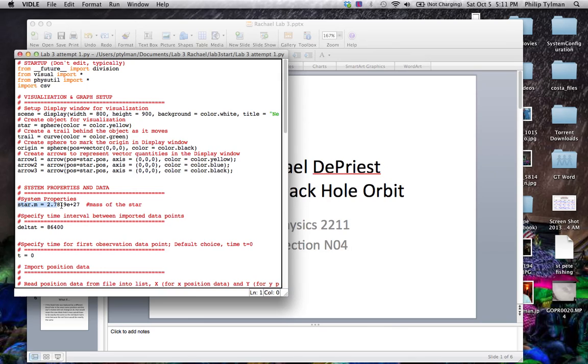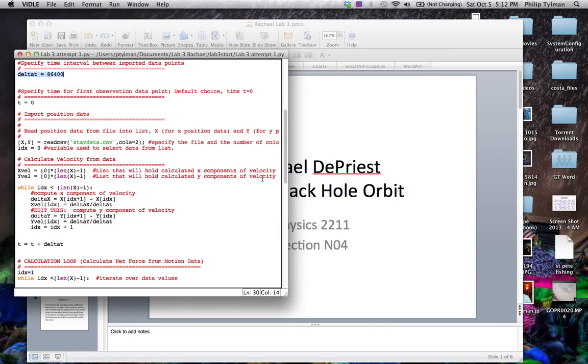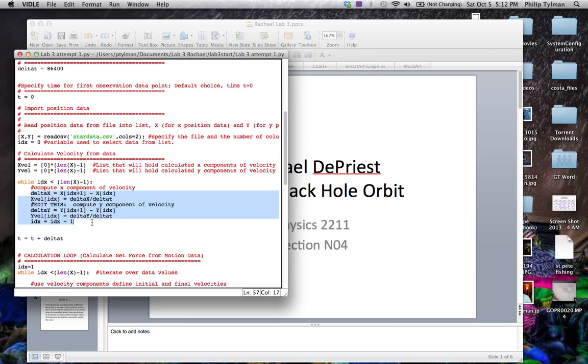Here, the first thing we put in was the mass, which was given, and the delta T, which was 86,400 seconds, which is equivalent to a day. And then, if we go down here, this is how we basically use the code to extract data from the CSV file that was given to us that had the star's position, and using it to show what the star's velocity in both the x and y direction would be. We're assuming that it's not moving in the z direction at all.